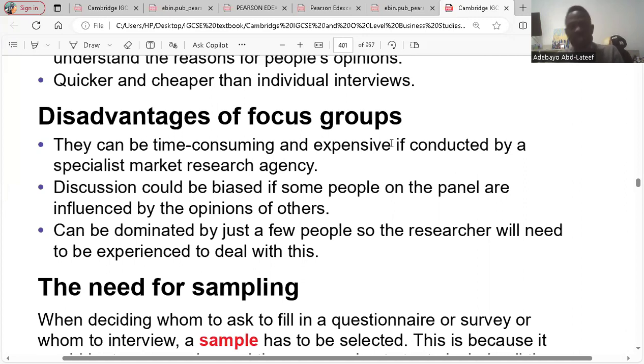Yes. Clear. The third one, it can be dominated by just a few people. So the researcher will need to be experienced to deal with this. So you see why you need specialists, because it's a focus group. It might be a group of like 30, 40 people. But it might be 40 individuals in that group, and maybe just 5 of them are vocal. The rest are not. So it will take experts with experience to understand how to gather information within such a group. Because not all of them are giving their opinion, just 5 out of them. So you cannot form an opinion regarding that. You need virtually everybody to give their own opinion so that you can gather and collate information. So if a situation like this happens, you need experts to get things sorted. That's why it is expensive to get experts or specialists. I think it's clear. Yes.